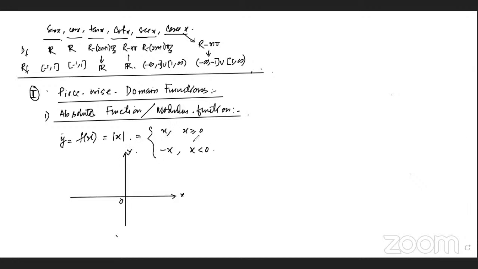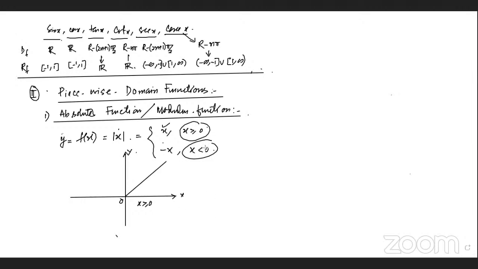The first thing is that it's a piecewise function. For this domain, we have one function. For this domain, we have another function. That's why I call this a piecewise domain function. For different domains, the same function is split into two forms. So for x greater than or equal to 0, we have y is equal to x. Y is equal to x means what? An equation of a straight line passing through the origin with a slope of 45 degrees, slope 1. Is that clear? This is your line.